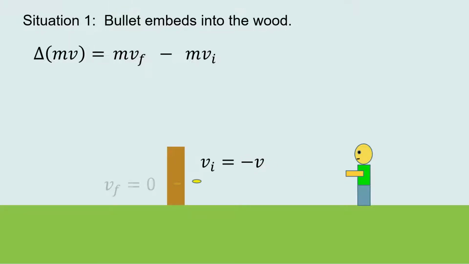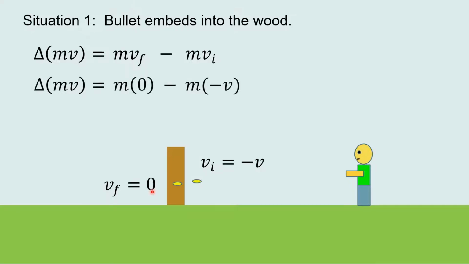Okay, the final momentum is when it's actually embedded and stopped in the wood, so that final velocity would be 0. If I plug those into my relations up here, and then I'm going to simplify this down. So it simplifies down to just the mass of the bullet times the speed it had when it was first entering, just before it entered the wood.